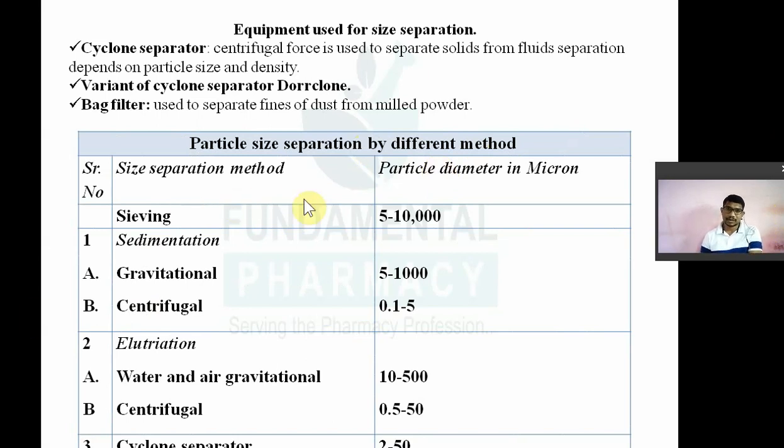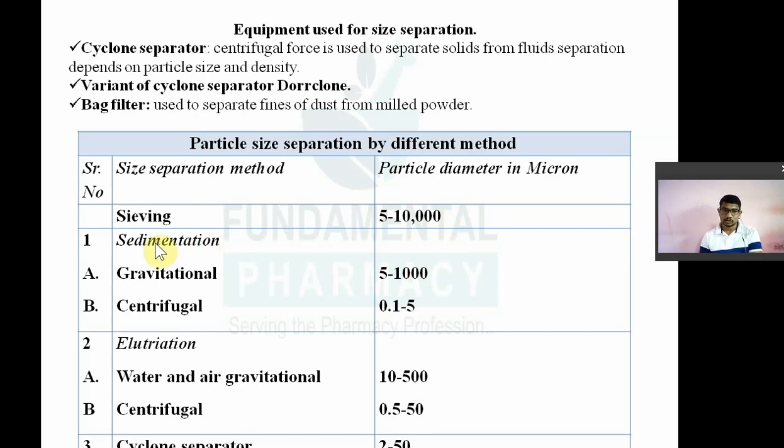Now this chart is important: particle size separation by different methods. By which method can you separate what particle size? There are different separation methods like sieving, then elutriation, then cyclone separation. By sieving you can separate particle sizes in the range of 5 to 10,000 micron. Similarly there is the microscopic method.